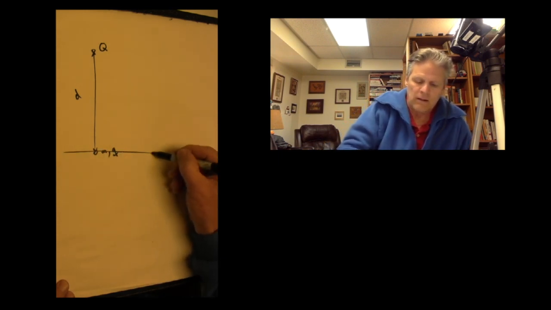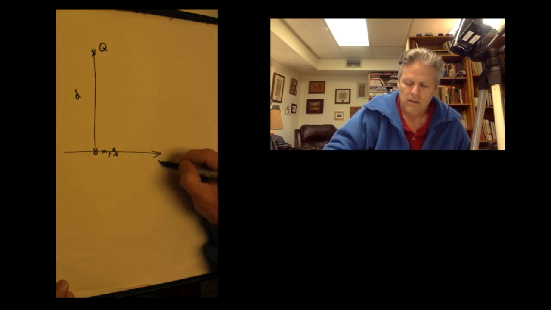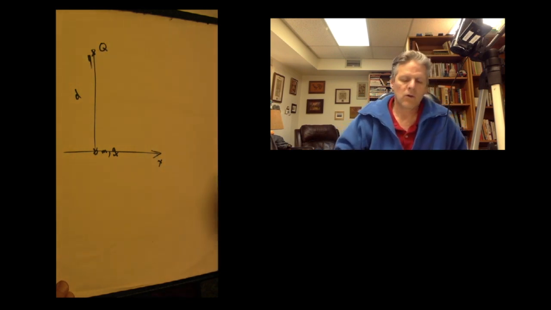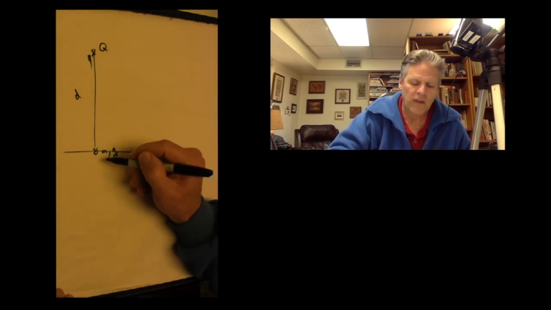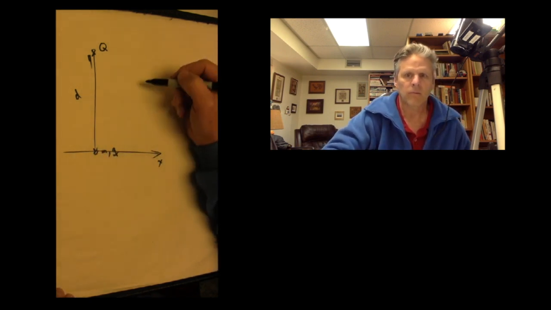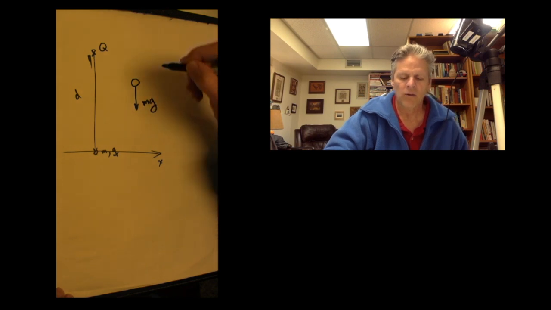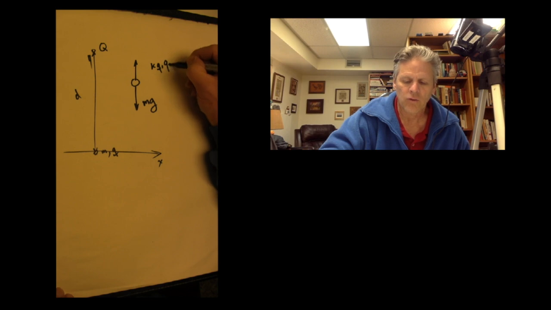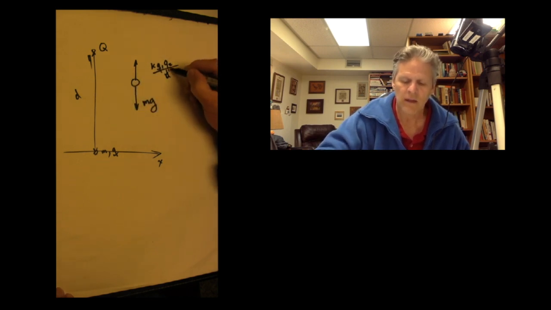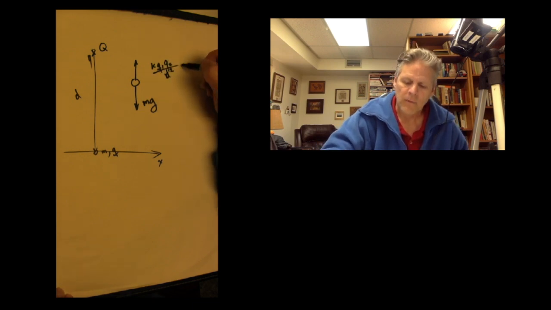So I'm going to go ahead and write in my X, Y coordinate system and what are the forces that I have operating on this. So now I'm just going to take this steel marble and put it over here. I know it's got mg down. And I know it has k q1 q2 over r. Since I did d, I'm going to go ahead and do d squared. This will be the force up.